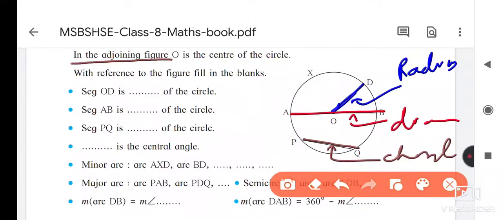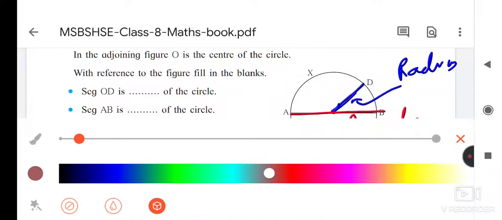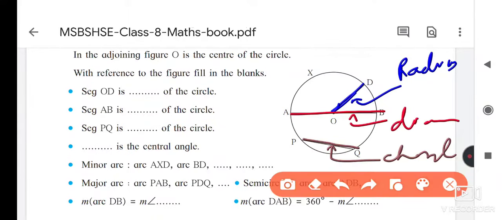In the adjoining figure, here is the figure, and in this figure O is the center of the circle. With reference to the figure, fill in the blanks. Which are the fill in the blanks given here? That we will see. Seg OD, here it is seg OD, shown here with the blue color. OD is dash of the circle. Yes, here I have already written: OD is a radius of the circle.